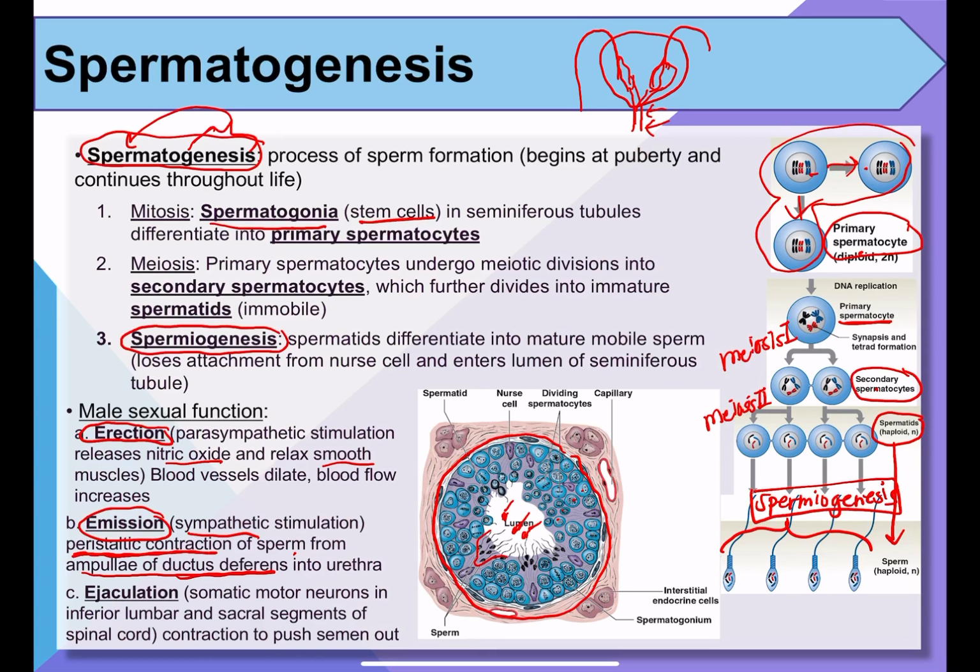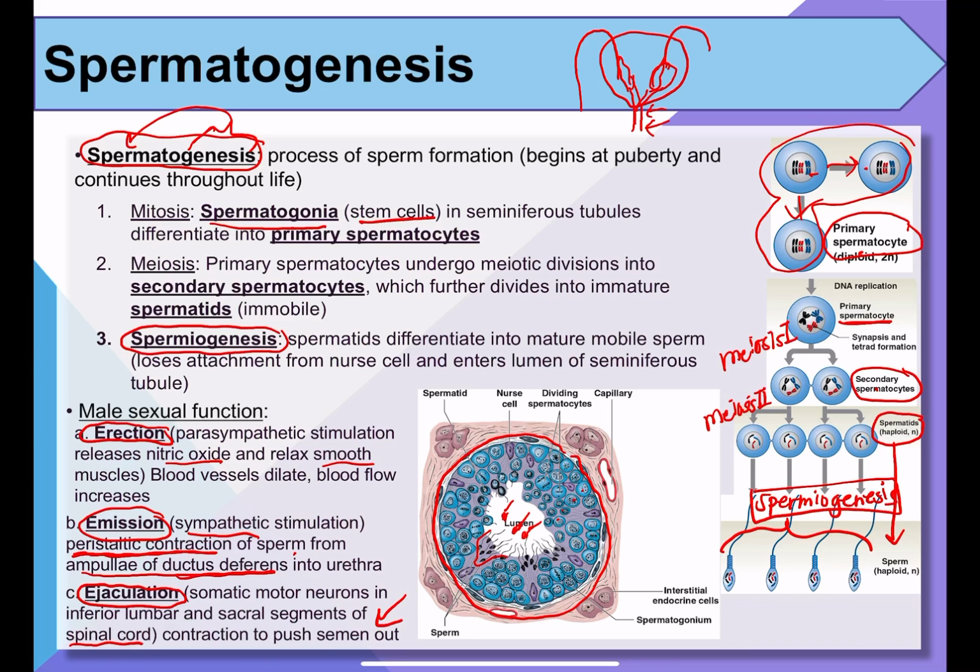And the final ejaculation process is where you will need somatic motor neurons from the inferior lumbar and sacral segments of your spinal cord, and that will cause contraction within the urethral tissues to push the semen out of the body. This is why sometimes with lower spinal cord injuries, males can lose their ability to conduct ejaculation, because there are important neurons within that area that regulate this process.